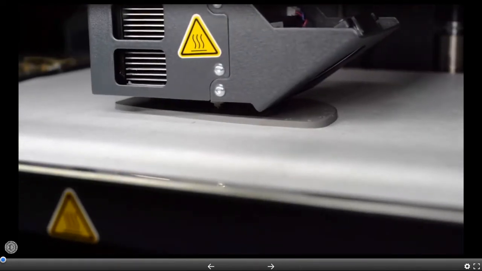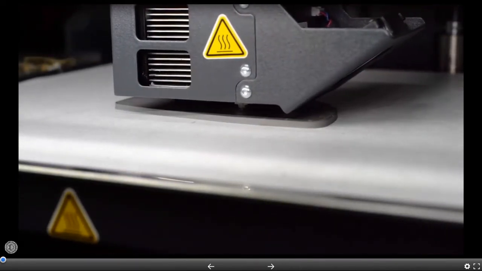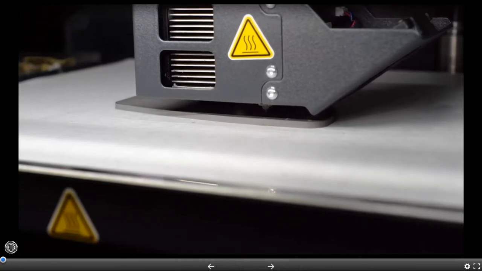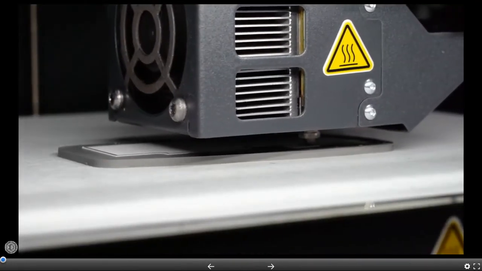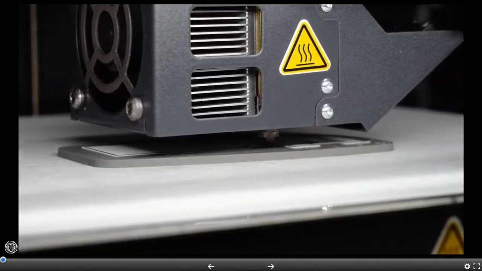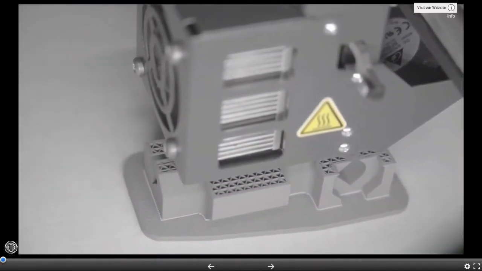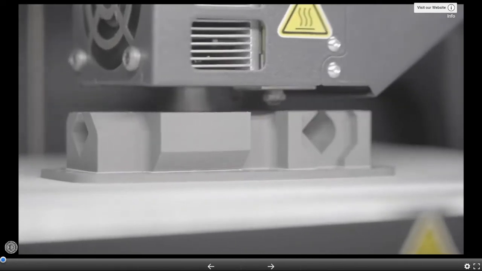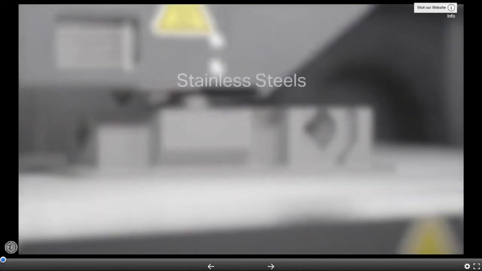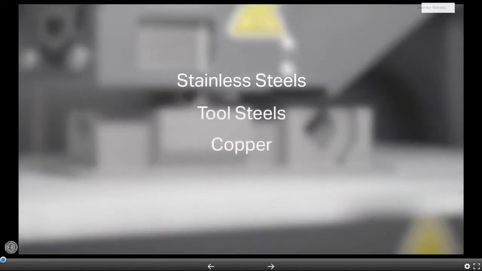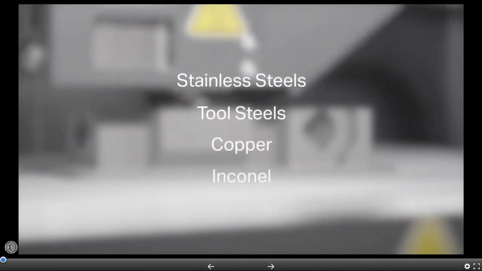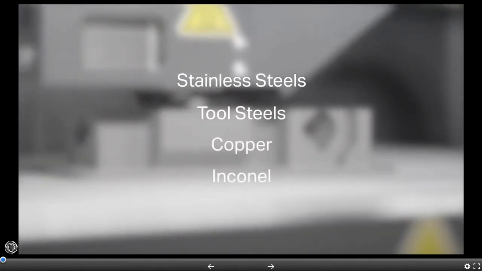Release material gets extruded as an interface between the part and its supports, so once your part comes out of the furnace, it's easy to remove. Unlike other metal 3D printing systems, this process does not require loose metal powder, resulting in a safer and more cost-efficient workflow. 17-4 stainless steel is loaded now. However, with a quick changeover, the system is capable of printing in stainless steels, tool steels, coppers, Inconel, along with several other materials currently in development.